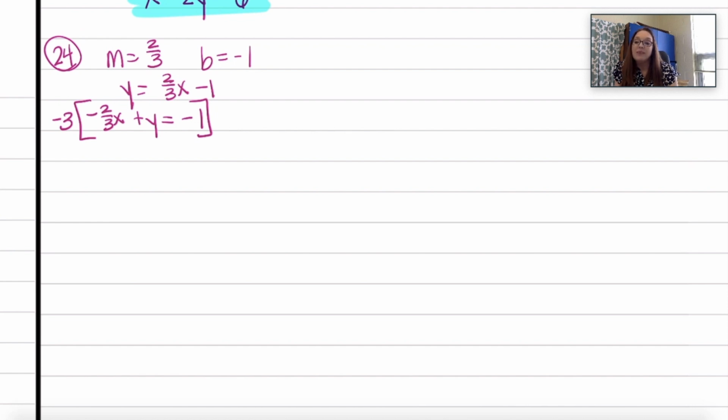Negative 3 times negative 2/3 x would be positive 2x. Negative 3 times y is negative 3y, so I wrote minus 3y. Negative 3 times negative 1 is positive 3. So I end up with 2x minus 3y equals 3.